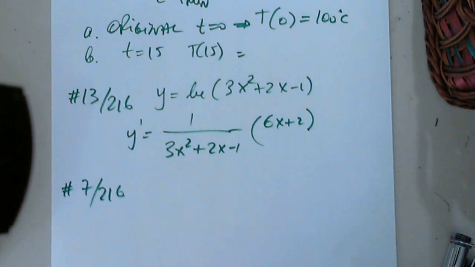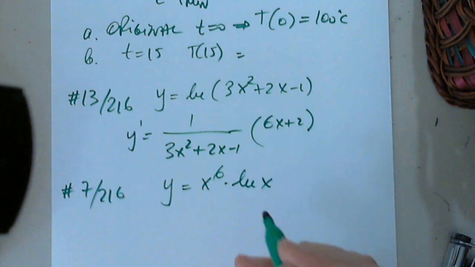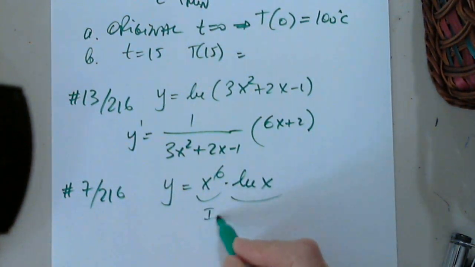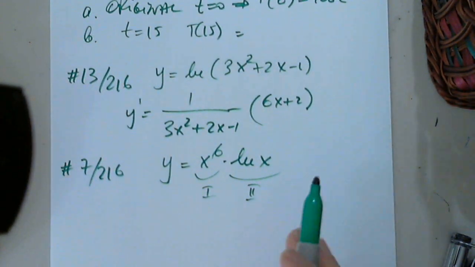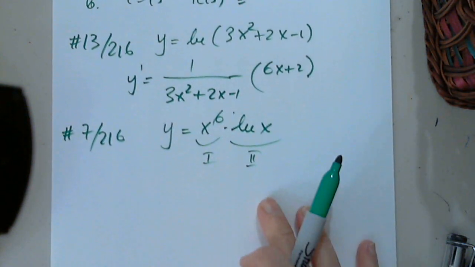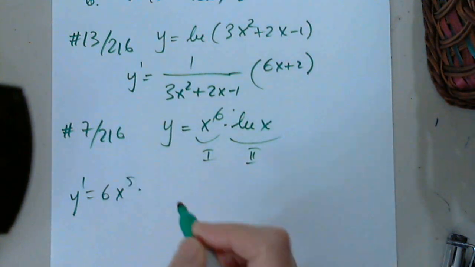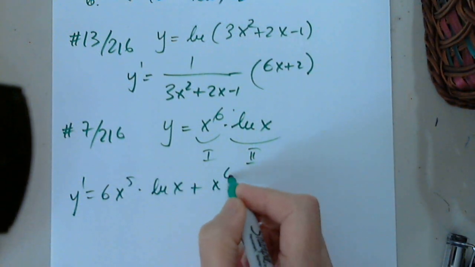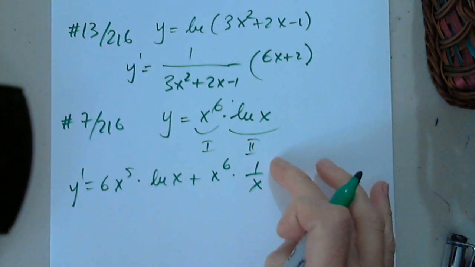Also on 216, we have y equals x to the 6 times natural log x. Notice that this is a product. Please don't miss that. It's a crucial situation because if we don't apply the product rule, nothing is correct. So then y prime will be 6x to the 5th times natural log x plus x to the 6th times 1 over x. There is no inner function prime because it's x.